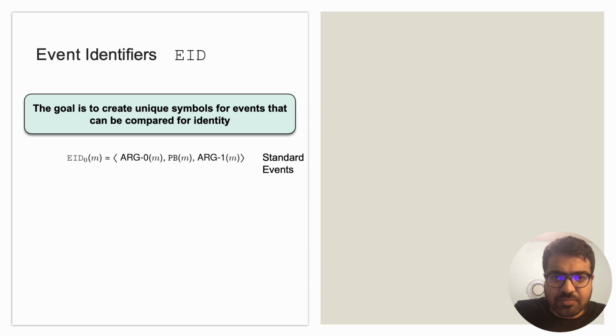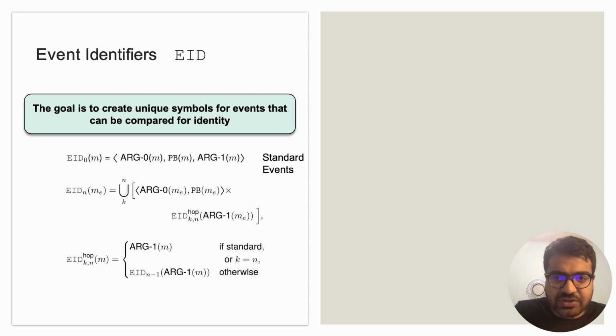For nested events, we employ a recursive strategy to generate the EIDs. Specifically, we generate multiple EIDs by traversing the nested arguments up to a certain depth. The goal here is to connect the root event to a standard arg1. Since we generate multiple EIDs, we slightly modify the coreference definition. Now we say Mi and Mj are coreferent if and only if they share one or more common identifiers.